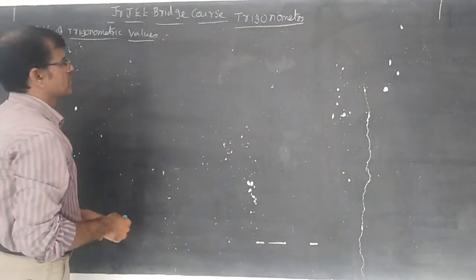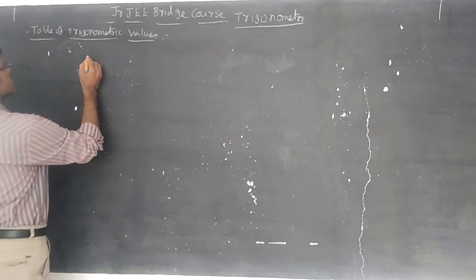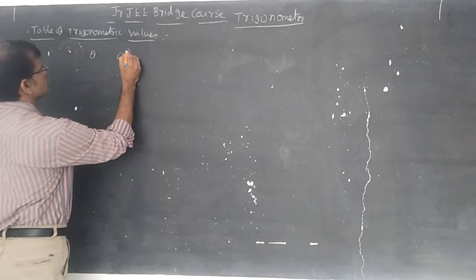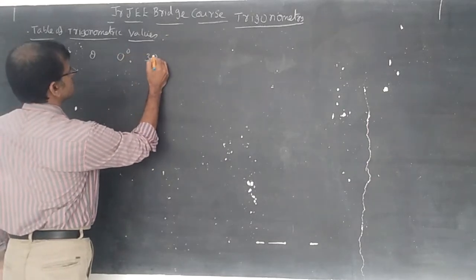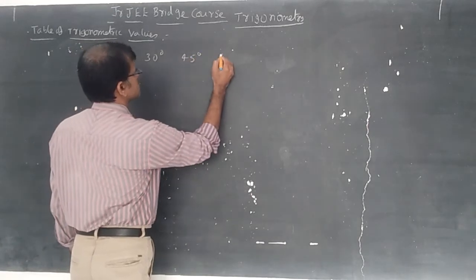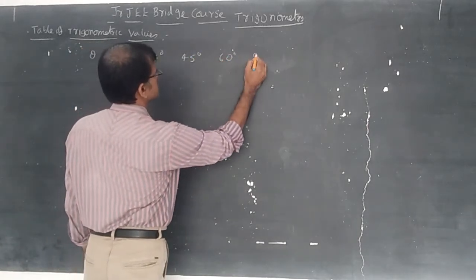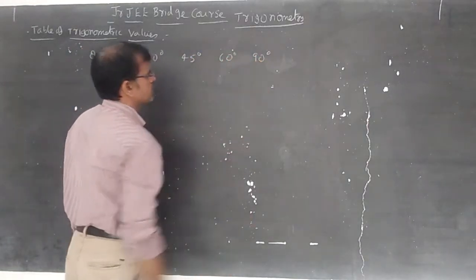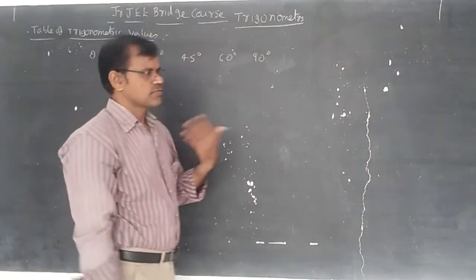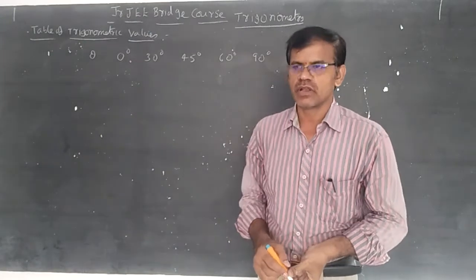Table of trigonometric values. First, theta I am writing here: 0 degrees, 30 degrees, 45 degrees, 60 degrees, 90 degrees. Depending upon these degree values, we can calculate plenty of trigonometric values.